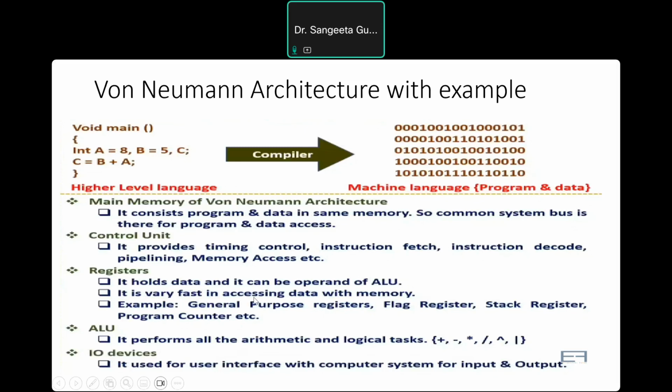Registers are very fast in accessing data compared to accessing data from memory. We have a wide set of registers. They are generally categorized into general purpose registers and special purpose registers. Accumulator is an example of a general purpose register, and the other registers like program counter, instruction register, stack register, and flag register are all examples of special purpose registers.